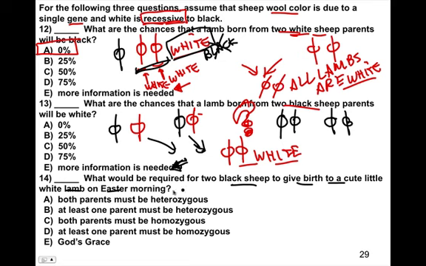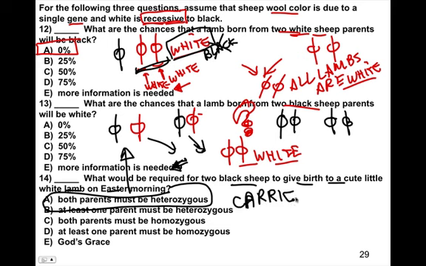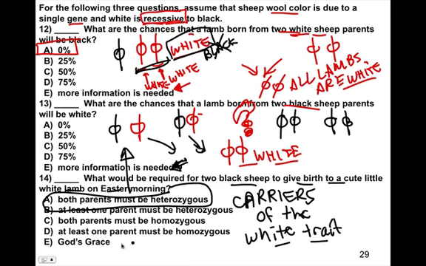And the answer is both parents would need to be heterozygotes. They would need to be what are called carriers of the white fleece trait. And you couldn't have one parent be homozygous black, because they could only send on that black allele, and that lamb will be black because black is dominant.